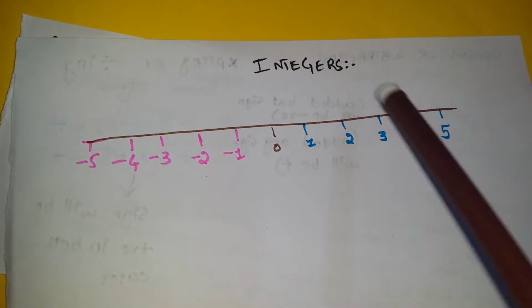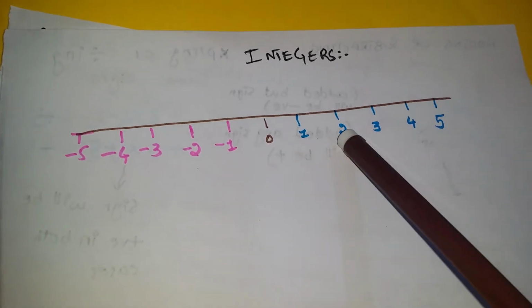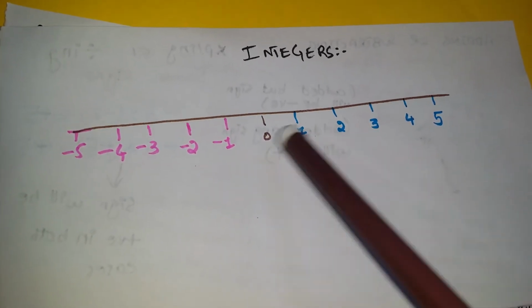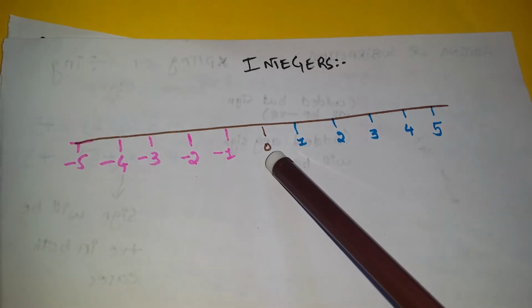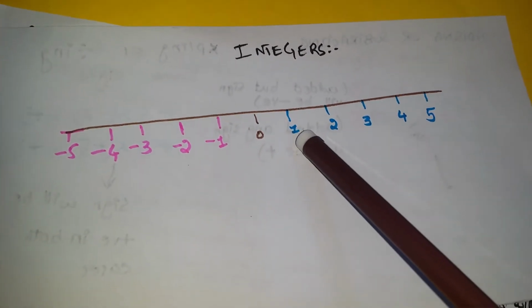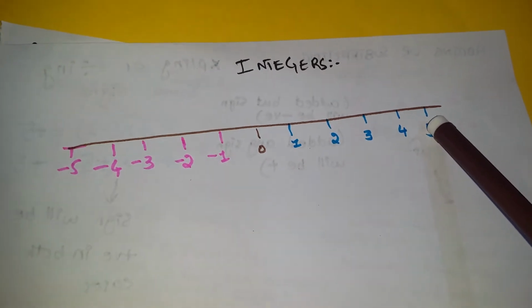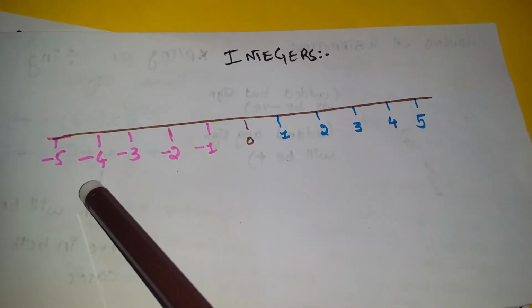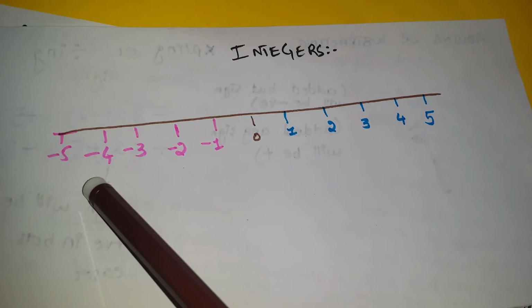Last week we have studied about integers. So what are integers? If we show them on the number line, integers are positive and negative numbers, as you can see on this number line. It has 0 as well, and it has positive numbers on the right side and negative numbers on the left side, and these are called integers.